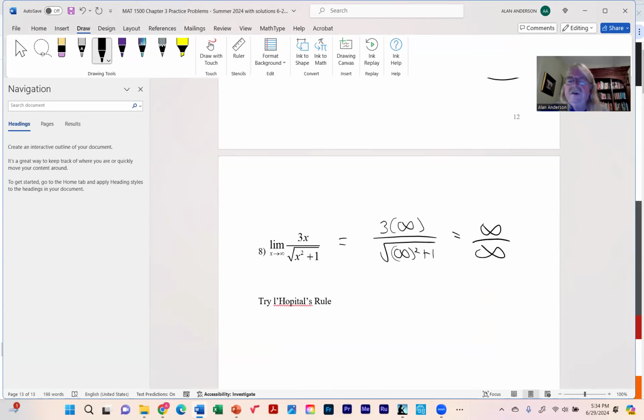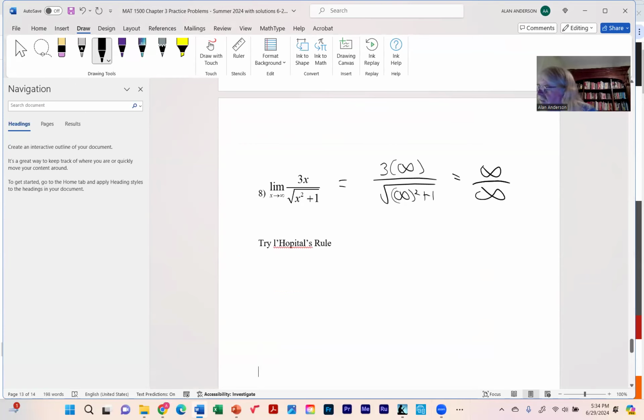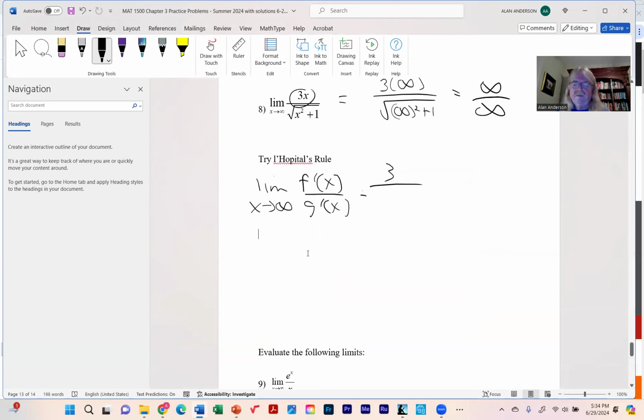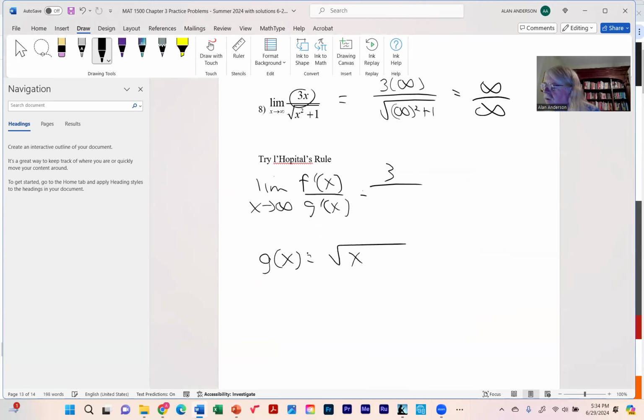So we're going to take the derivative of the numerator and the denominator and try again. So the numerator is a breeze. Now the denominator, we have to be a little careful with it because it does require the chain rule. So g of x is radical x squared plus 1. Let's rewrite this as x squared plus 1 to the 1/2 power.